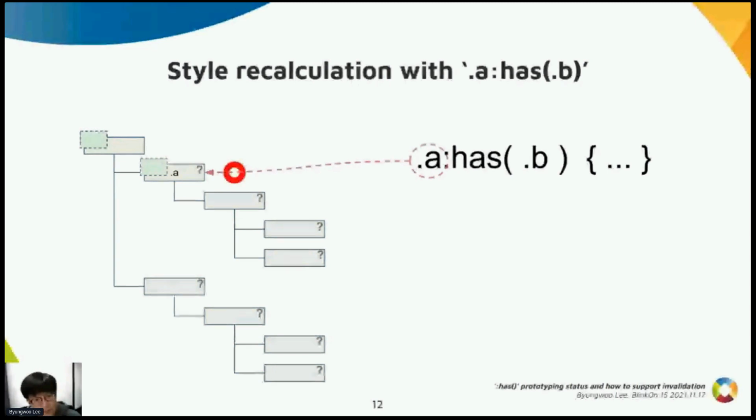In this case, we will check the :has state only if an element has a class value A. But at this stage, we cannot determine whether the element matches :has or not, because we need to know whether the subtree matches the subtree condition or not. So to get the :has state of this element, we need to match the :has argument selector for all the descendants of the element. In this way, the style recalculation process resolves the styles of all elements.